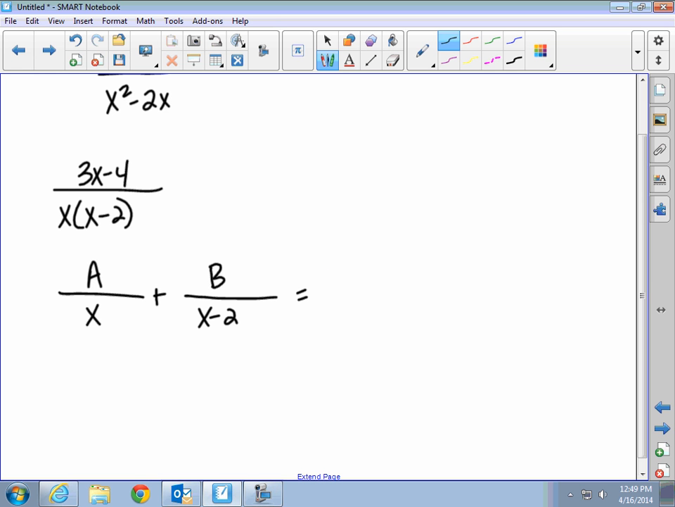And you set this equal to your original problem, 3x minus 4 over x times x minus 2. It's just easier if it's factored. Okay, think of the next step. Set up the rational equation. I just did that. I need to solve it for a and b. If we're going to solve this, we need common denominators.